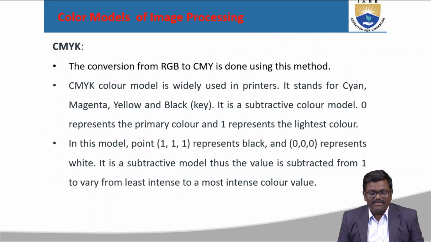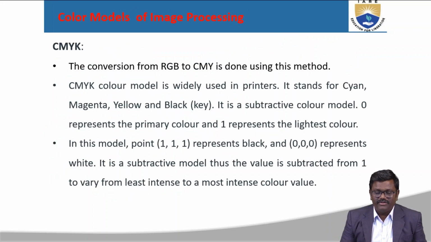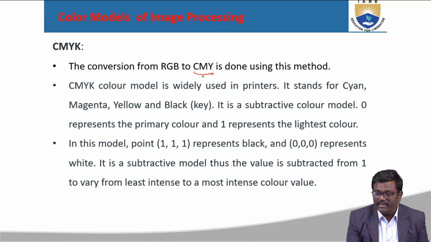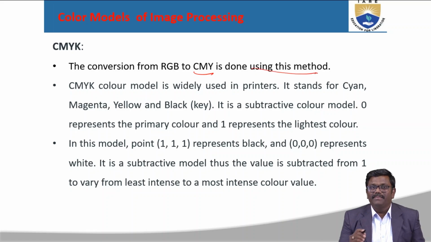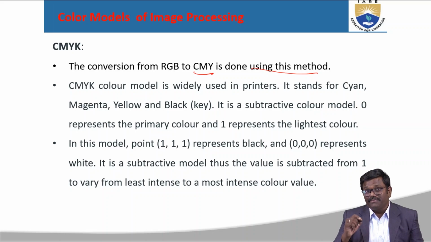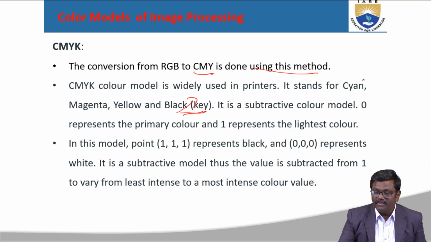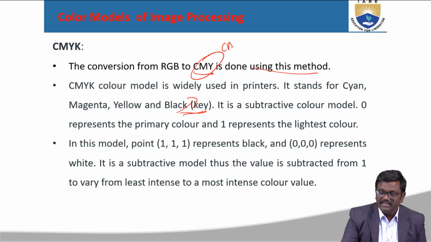Coming to CMYK, which is what we just discussed, the conversion from RGB to CMY is done using the simple method we covered in the previous slide. The CMYK color model is widely used in printers. It stands for cyan, magenta, yellow and black, the key value. Key is always black. That is what we write here as CMYK. K is the key factor.